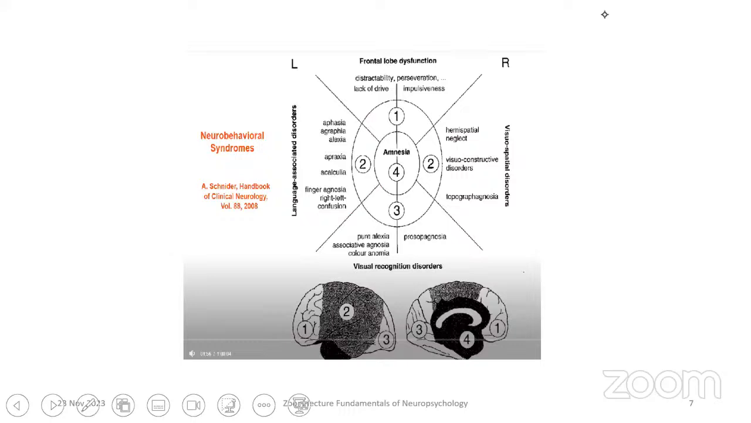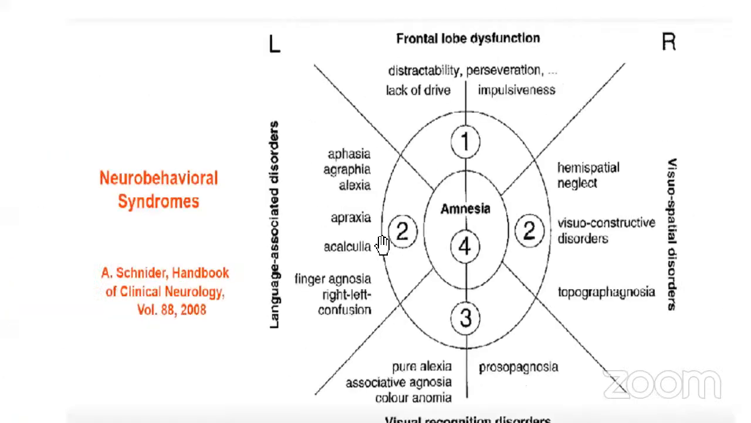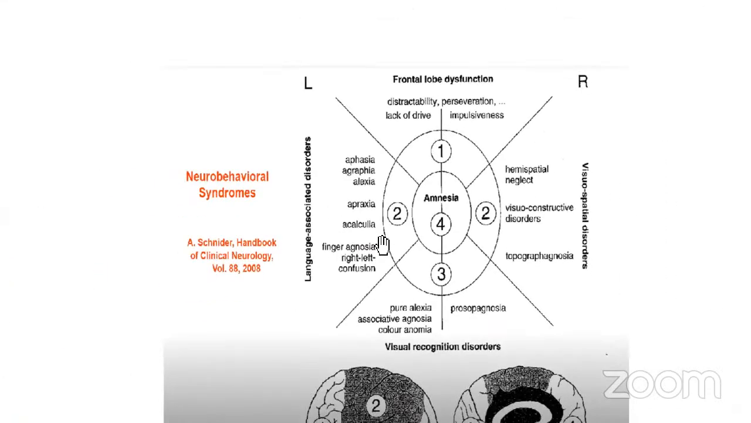If you look at the right and left cerebral hemispheres, you can divide them by neurobehavioral syndromes, as given in the Handbook of Clinical Neurology. On the left side, in frontal lobe dysfunction, you see distractibility, perseveration, lack of drive, impulsiveness. All these things will be affected in cases of frontal lobe dysfunction because of tumors, strokes, and hematomas. On the left side, you also see aphasia, agraphia, alexia, apraxia, acalculia, finger agnosia, and right-left disorientation. These are the main defects.